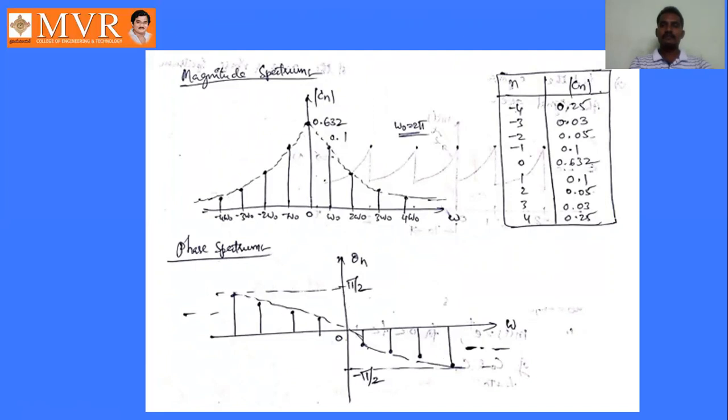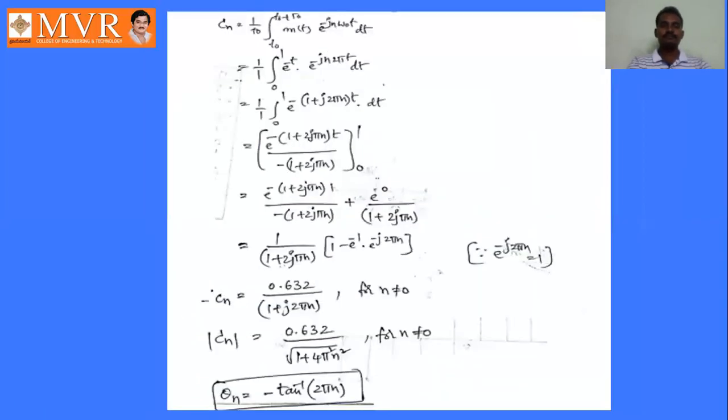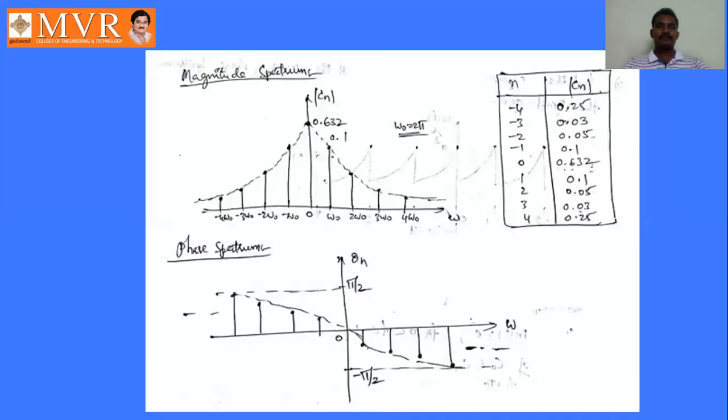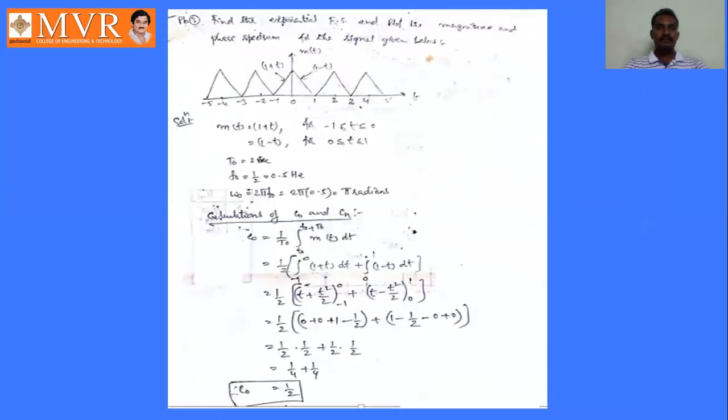power minus t for 0 is less than t is less than 1. See, this is the problem. We have to find out C naught and Cn. After that, we will draw the amplitude and phase spectrums. So this is the amplitude and phase spectrum for the given problem, m of t equal to e power minus t. Next, in the same manner, we will find out the magnitude and phase spectrum for the given problem.